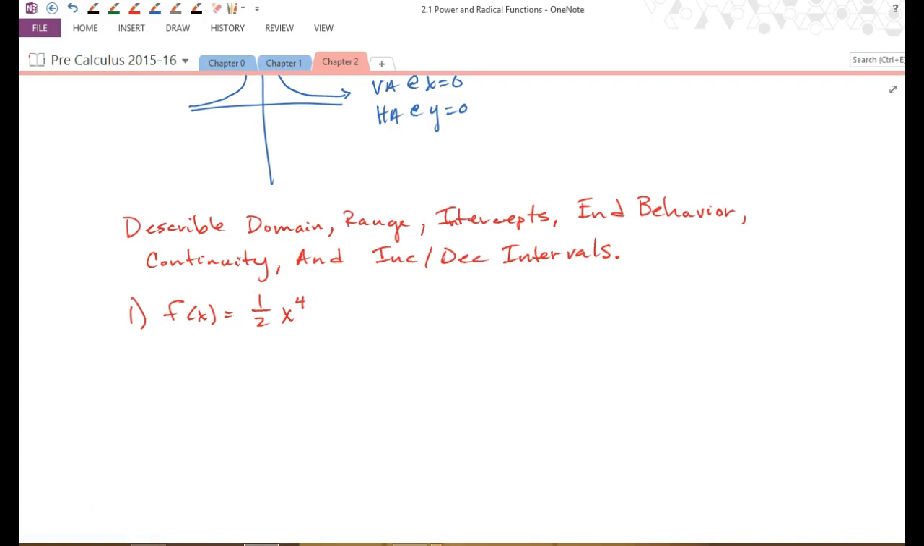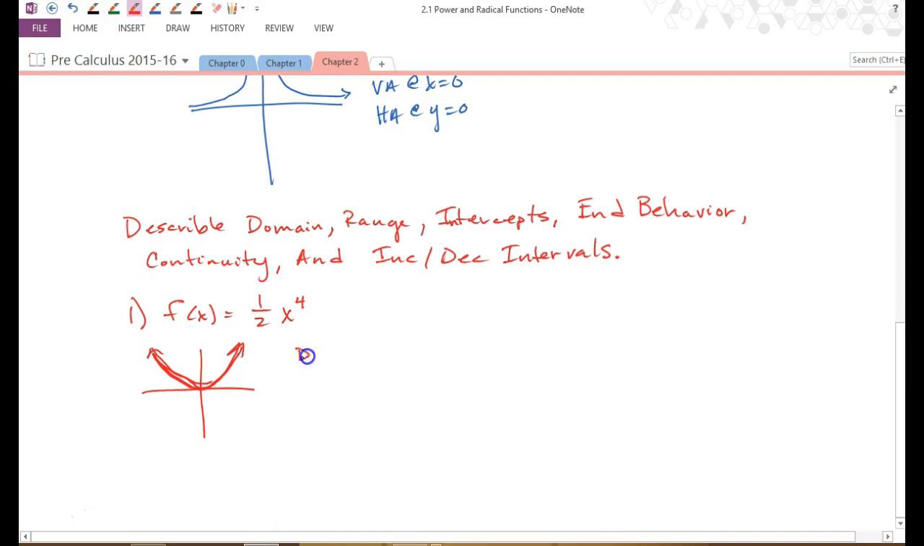Okay, what does this function look like if it's 1/2 x to the fourth? It is a wide parabola. That's very good. A parabola because it's x to the fourth, and the 1/2 just simply affects the slope. It's going to make it a little wider than normal. Once we know what the function is, all of these things that they're asking us to do are really not that difficult. Yes, absolutely tedious, but not really hard.